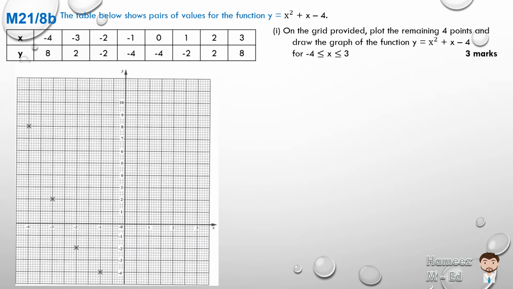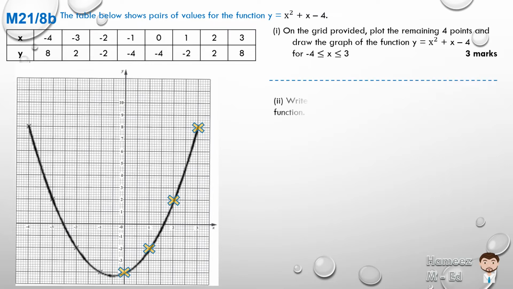So they gave us 4 points, and let's bring up the other 4 points, where when x is 0, y is minus 4, when x is 1, y is minus 2, when x is 2, y is equal to 2, and when x is equal to 3, y is equal to 8. So let's complete the curve, and we can clearly see it's a quadratic equation, a parabola, with a minimum point. Write down the maximum or minimum value of the function. We can see that there's a minimum point there, and let's bring up that point, the lowest point on the curve. We know at that point x is equal to minus 0.5 and y is equal to minus 4.25.